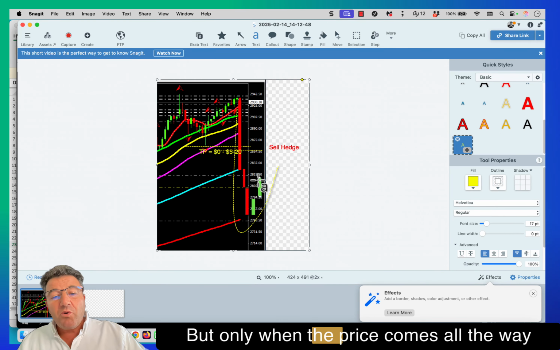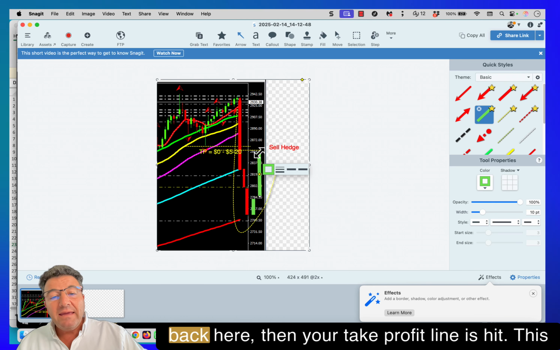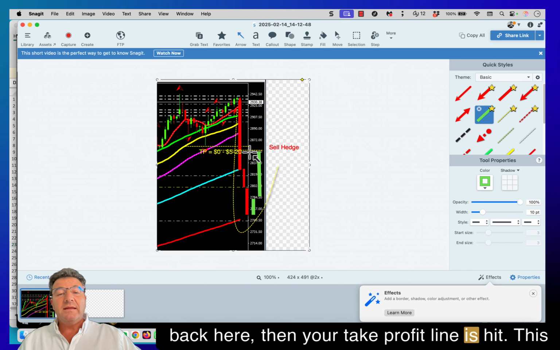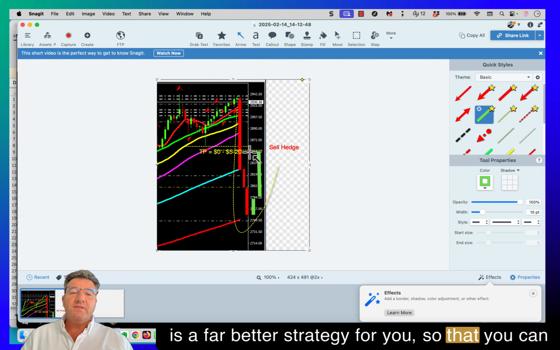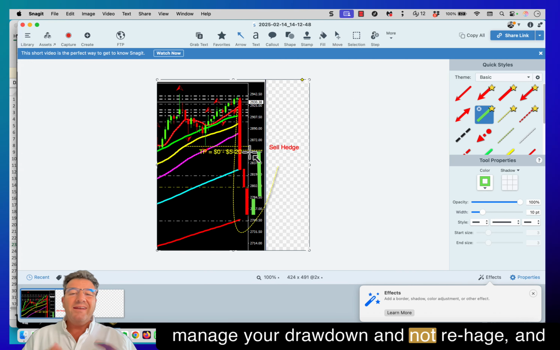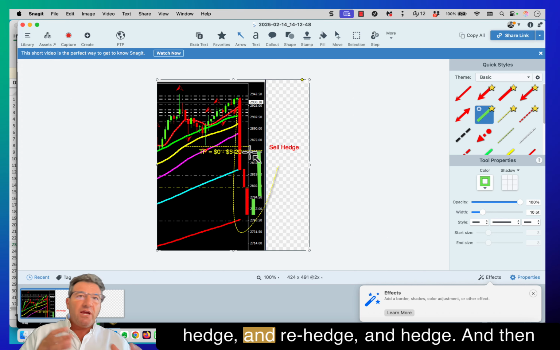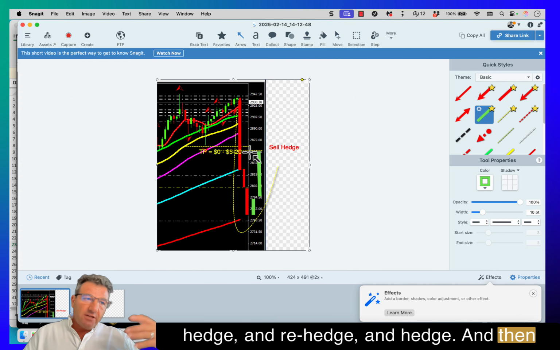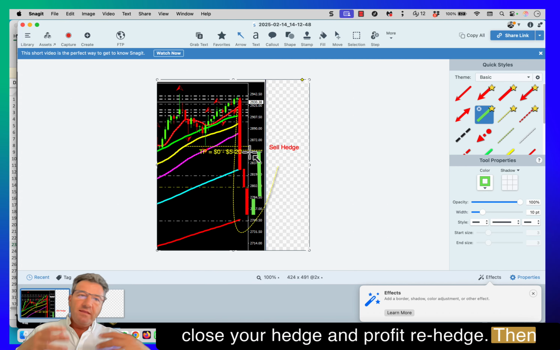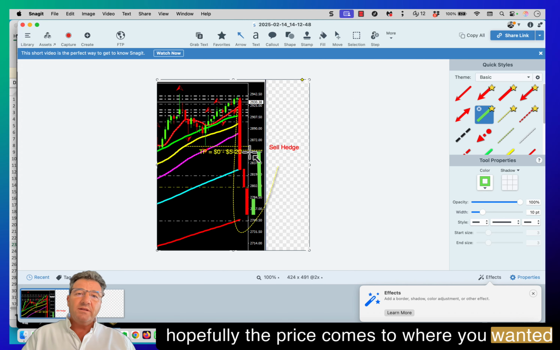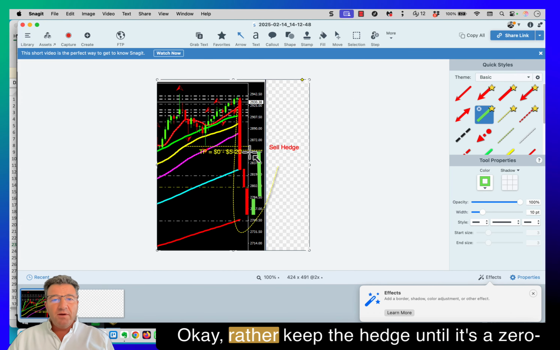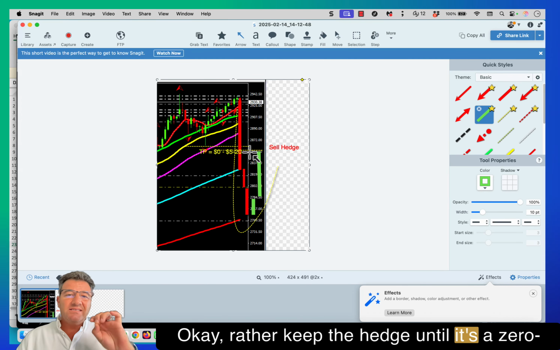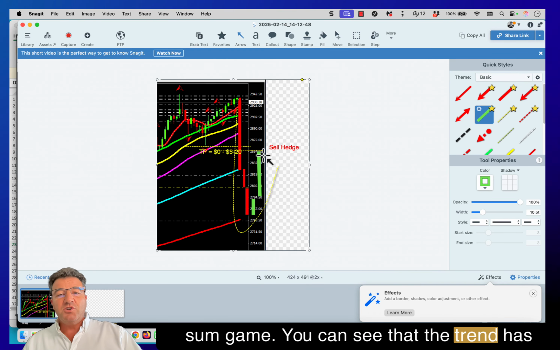But only when the price comes all the way back here, then your take profit line is hit. This is a far better strategy for you so that you can manage your drawdown and not re-hedge and hedge and re-hedge and hedge and then close your hedge in profit, re-hedge, then hopefully the price comes to where you want it to get to, take profit again and then re-hedge. Okay, rather keep the hedge until it's a zero-sum game. You can see that the trend is reversed.